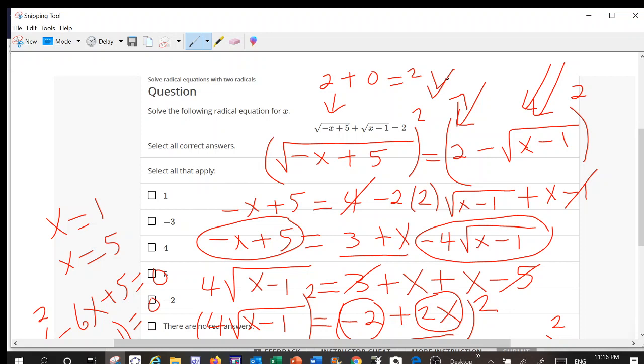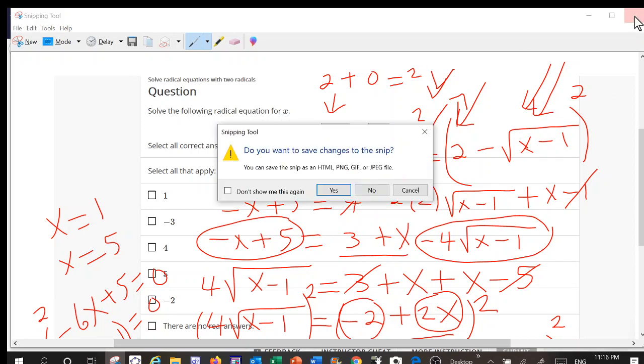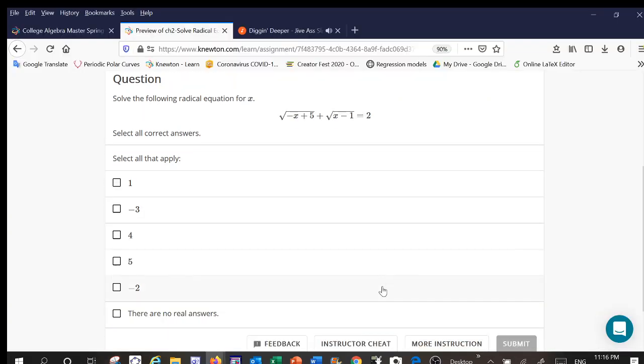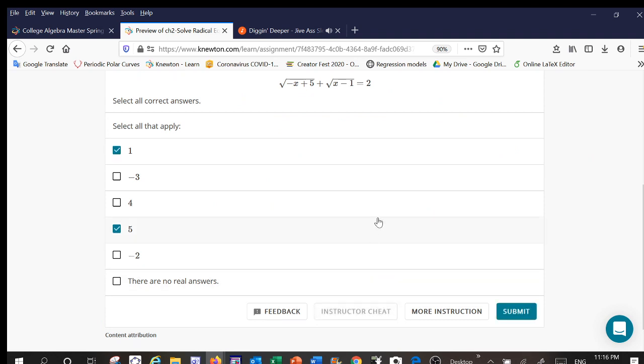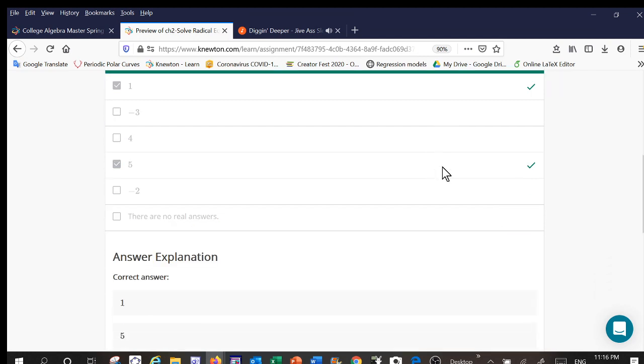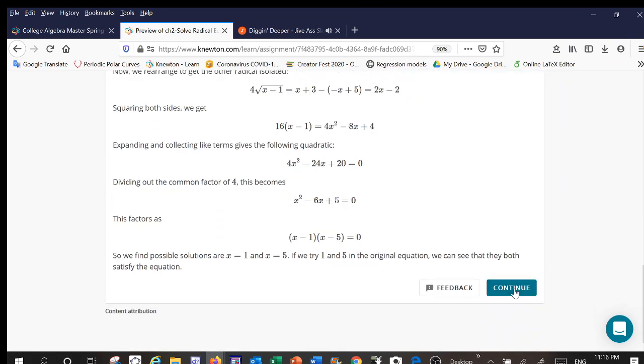Okay, what about 5? If I put 5 there, that would be 0. And then plus 5 minus 1 is 4, so that's 2 equals 2. Yes, that works too. So we found these two solutions that actually work. Okay, so the goal was to turn that into something we can solve. So those are the solutions, 1 and 5. All right, so that's all there is to it.